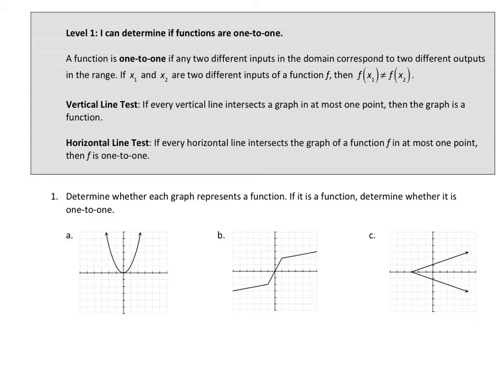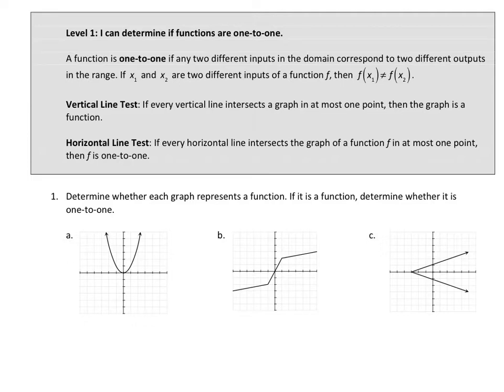In level 1 for inverse functions, our goal is going to be to determine if functions are one-to-one. A one-to-one function is a function in which any two different inputs correspond to two different outputs. Now that means if you have two different x values, they would have to have two different y values. So you can't have two different x values with the same y value.